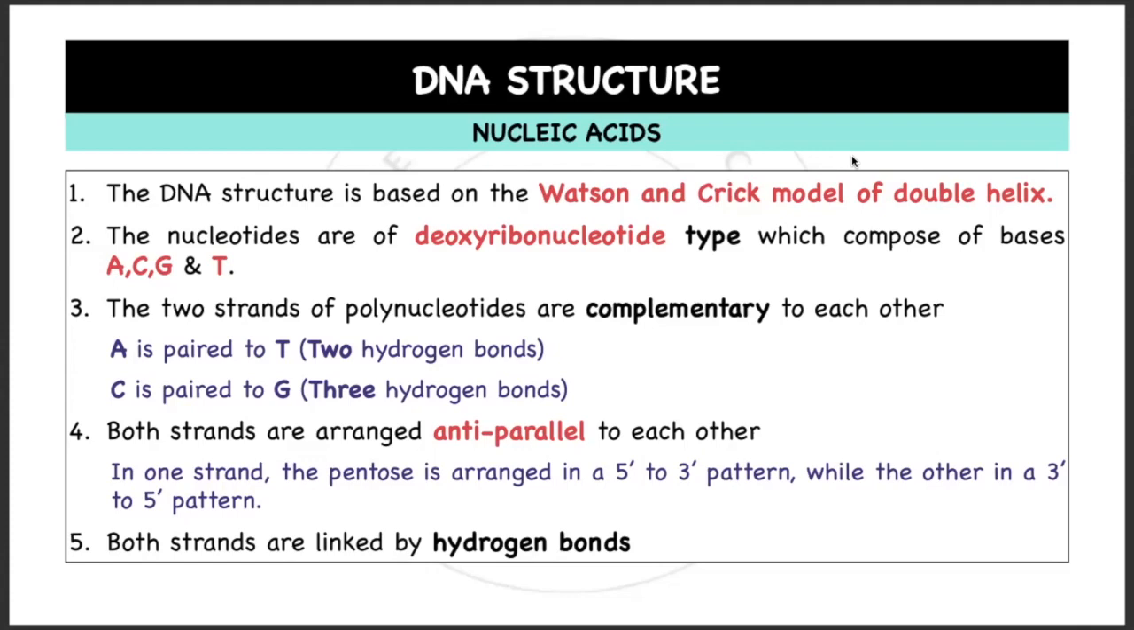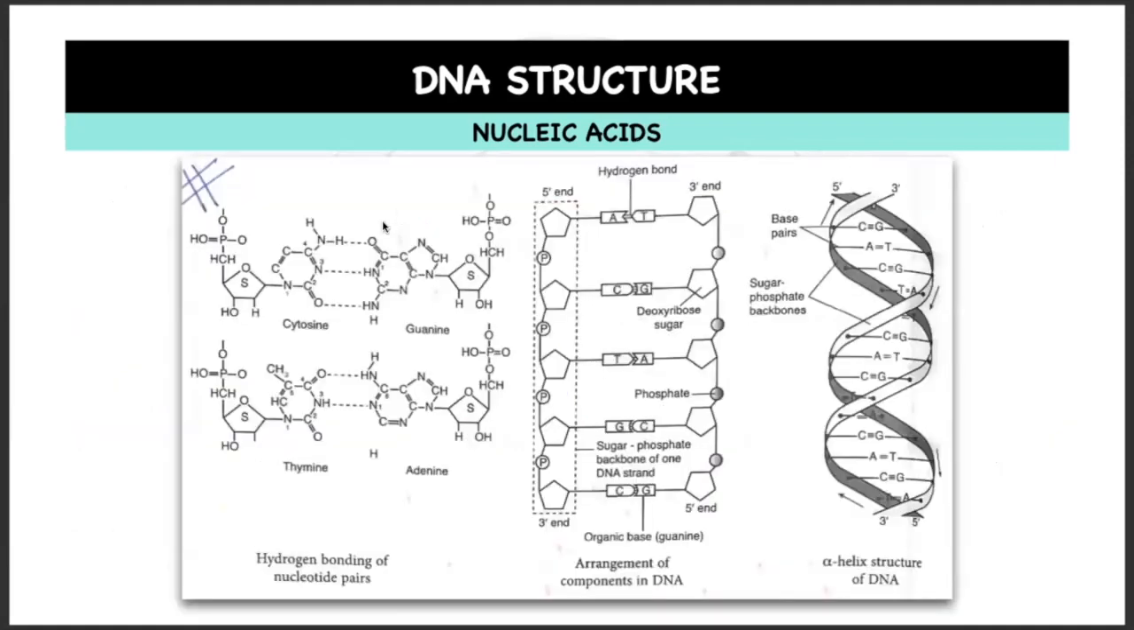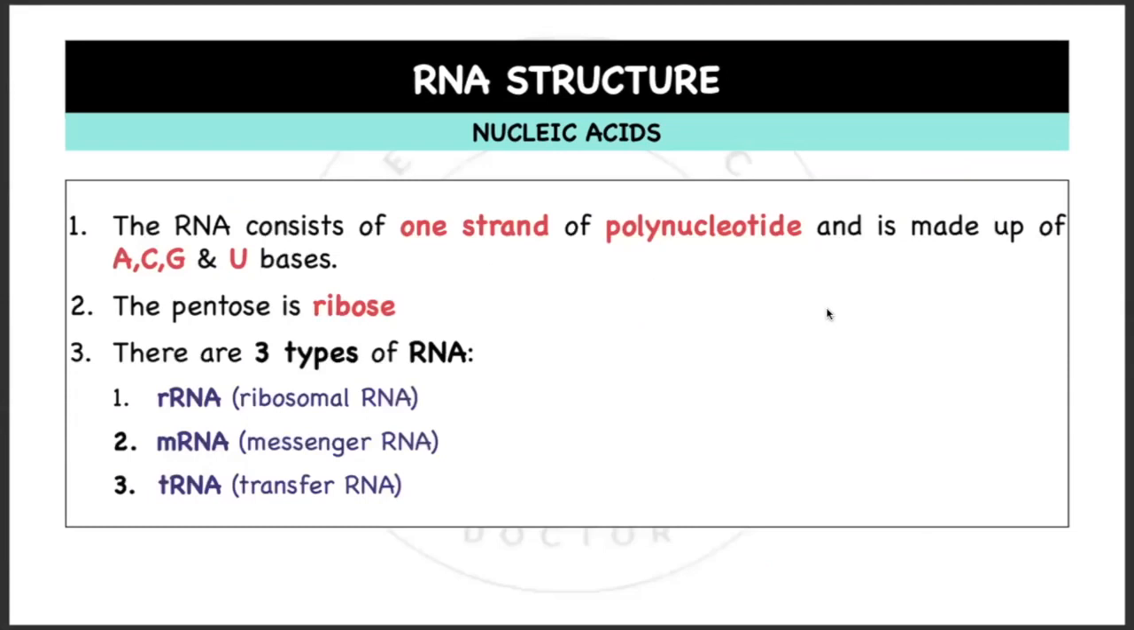Both strands are linked by hydrogen bonds. So here's an example. When you combine these two strands over here, note they're arranged in 5-to-3 and 3-to-5 patterns. So you have the head facing the tail of the other one and the tail facing the head of the other one. And when they're linked together, they're linked by hydrogen bonds. Remember, A combines to T with 2 and C combines to G with 3. And then when they link together, they will spiral and you get the helix structure.